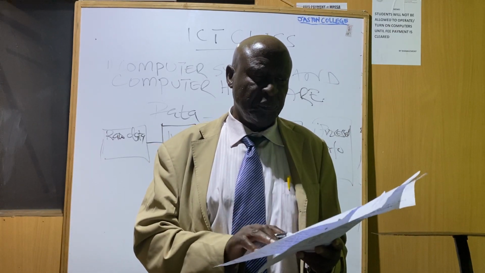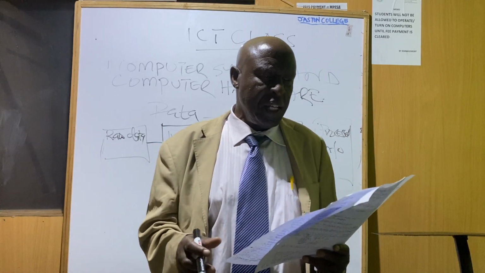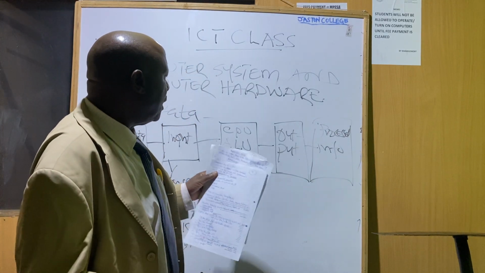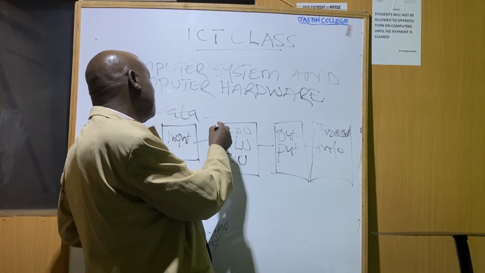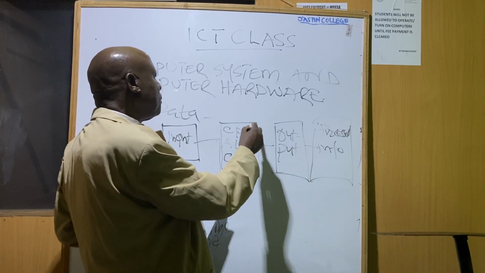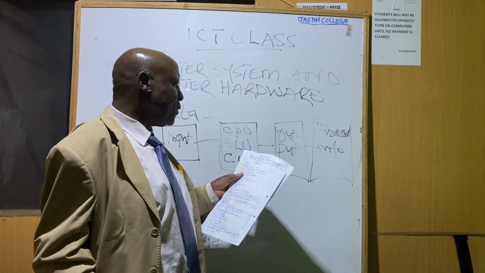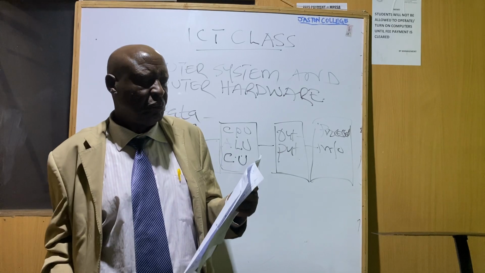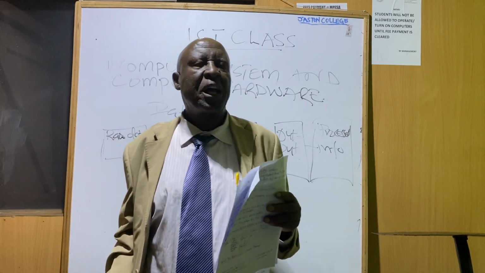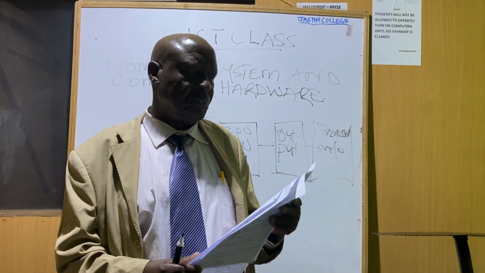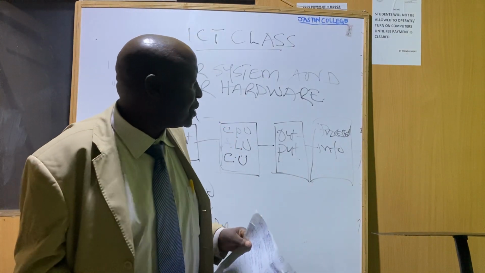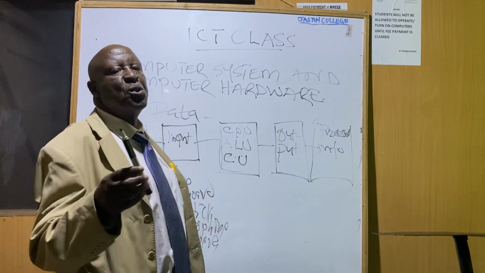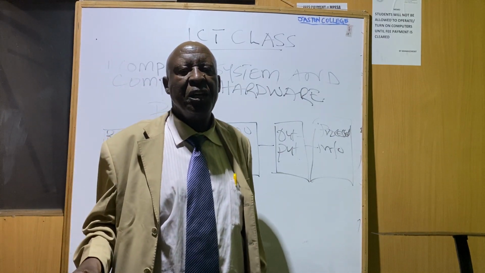Also, we now come to the CPU. In a computer, this is the motherboard, CPU. The CPU holds the main memory, random access memory. It also holds what I wanted you to find out: the CU, the control unit.